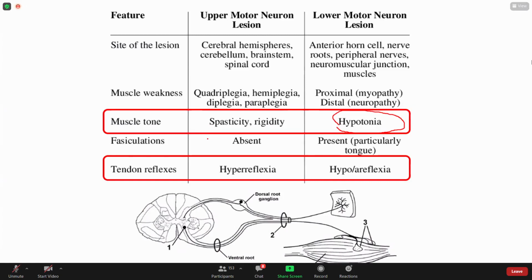There are also other signs to distinguish upper from lower motor neuron lesions. For example, in a lower motor neuron lesion, there is usually a loss of stretch reflexes. Whereas in upper motor neuron lesions, usually there is an exaggeration in the reflex because of the loss of the upper motor neuron inhibition on the lower motor neurons, and this leads to an exaggerated reflex, and so it's called hyperreflexia.